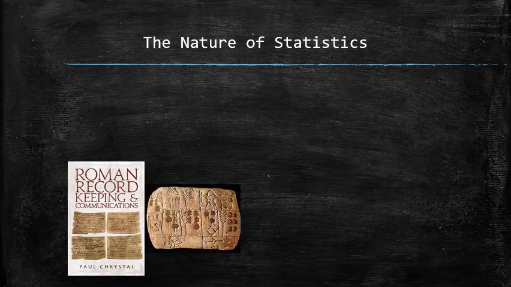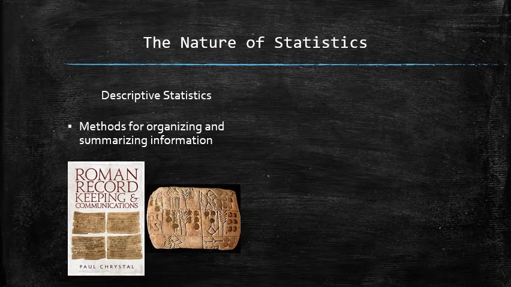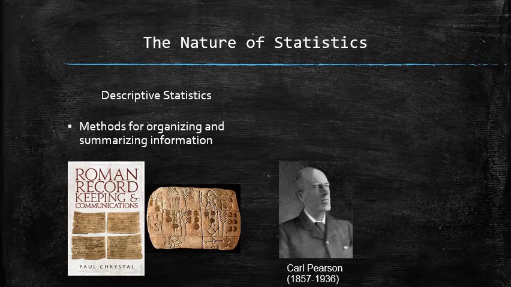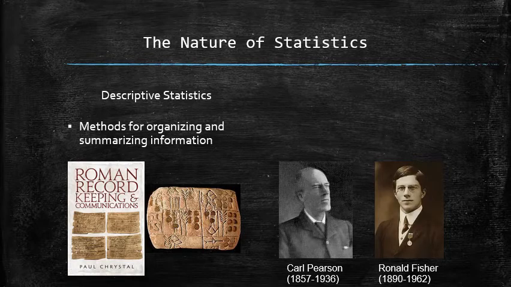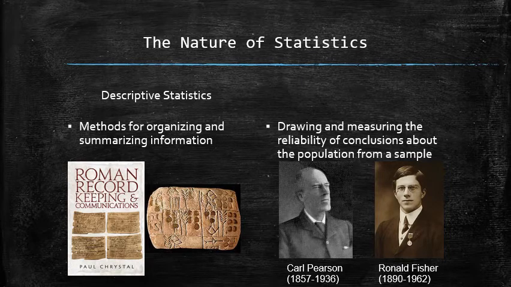Over the centuries, records of such things as births, deaths, marriages, and taxes led naturally to the development of methods for organizing and summarizing information, called descriptive statistics. Major developments began to occur with the research of Karl Pearson and Ronald Fisher, who published their findings in the early years of the 20th century. The methods that were established for drawing and measuring the reliability of conclusions about the population based on information obtained from a sample of the population are now called inferential statistics.